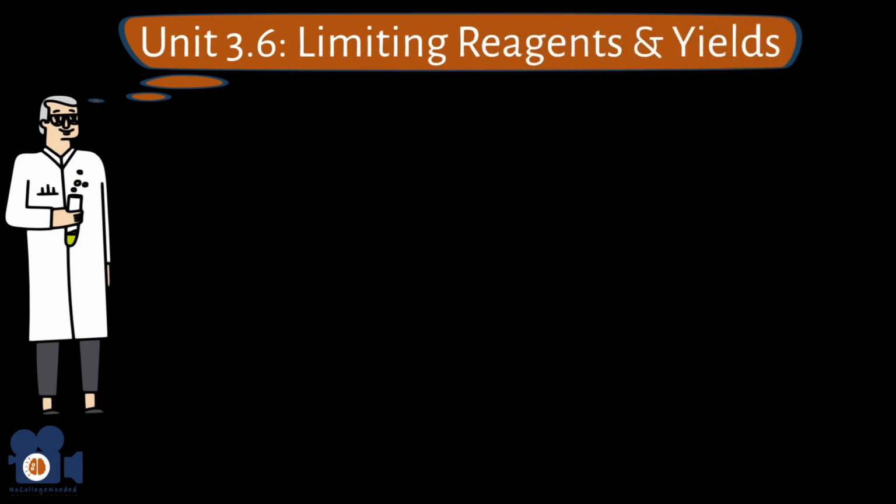Today we're delving into Unit 3.6 of the first half of General Chemistry, which covers limiting reagents and yields.